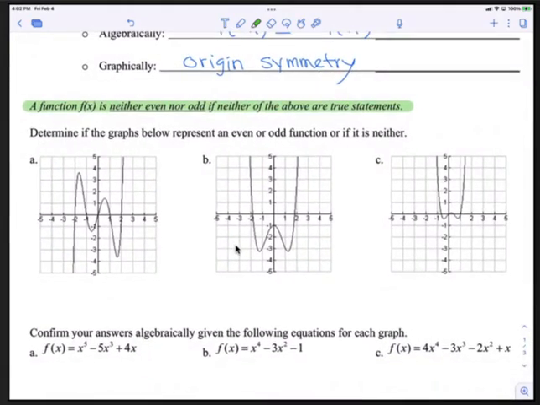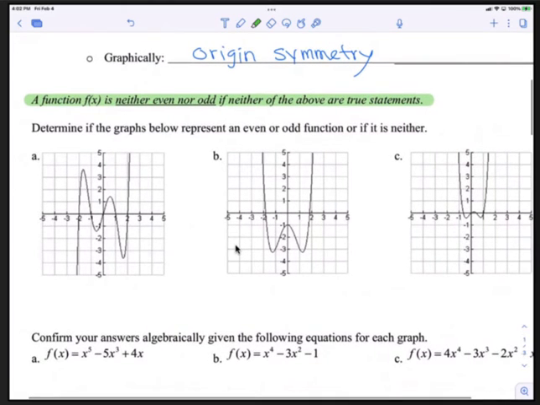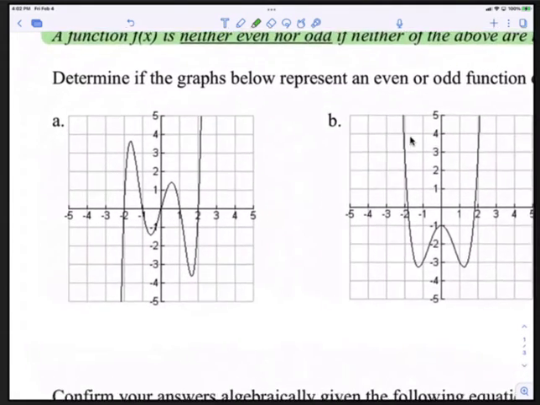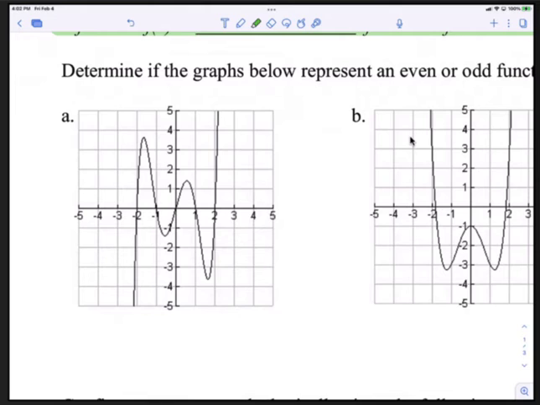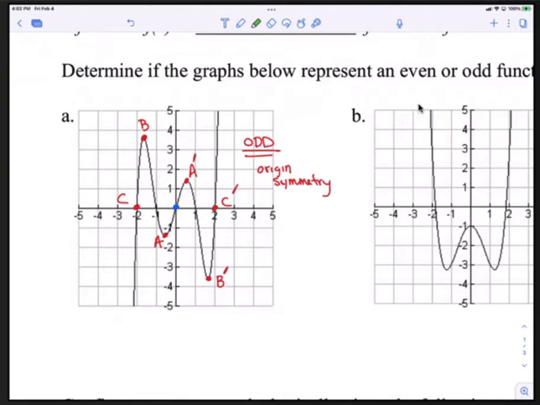Now let's take a look at these 3 graphs. Determine if the graphs below represent an even or odd function, or if it is neither. In graph A, you might notice that the points are a reflection through the origin. In other words, point A reflected through the origin comes out at A prime, B reflected comes out at B prime, and C reflected comes out at C prime. So we clearly see that this graph has origin symmetry, which means it is odd.